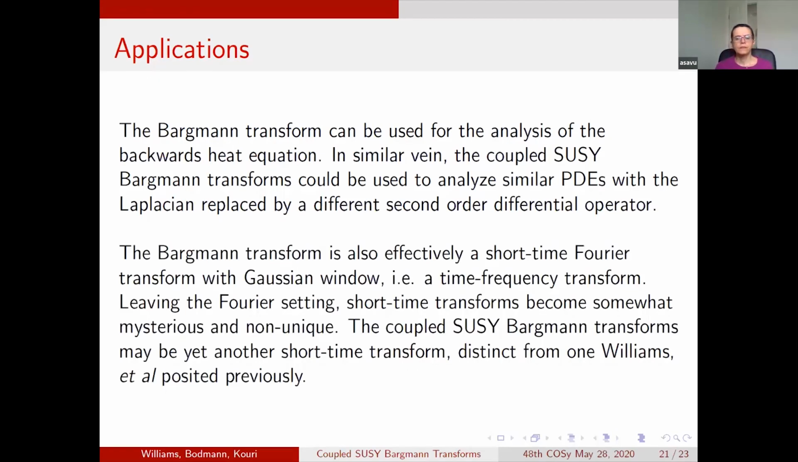And then another one is the Bargmann transform for people that are signals based. It's effectively a short time Fourier transform with a Gaussian window. And if you leave the Fourier setting, short time transforms actually get really nebulous because part of the key to the short time Fourier transform is the translation aspect that is important to the Fourier transform. I developed one analog, and I only really realized recently that this does not match what I had done in a previous paper. So this kind of gives you 2 different analogs of a short time transform for studying signals.